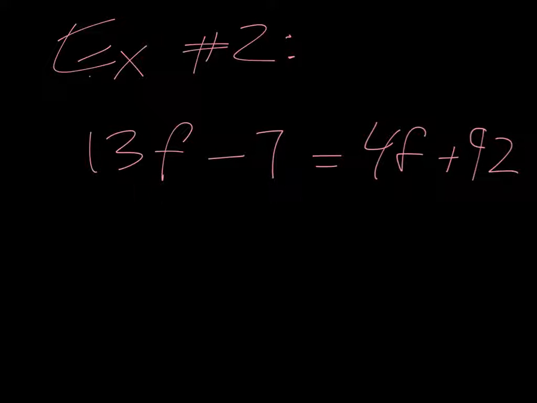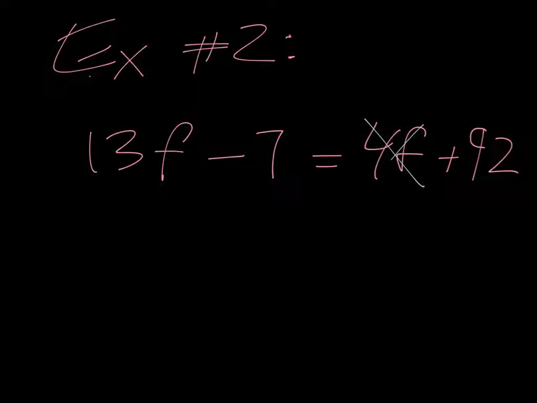In this example, we're seeing some things different because we have f's on both sides and we have solo numbers, or regular numbers, whole numbers, on both sides of the equal sign. So my goal is to get all f's to one side and all solo numbers to the other. What I'm seeing is I have 13 f's here, 4 f's here. It's going to be way easier, and I'm not going to work in the negatives, if I get rid of the f's on this side.